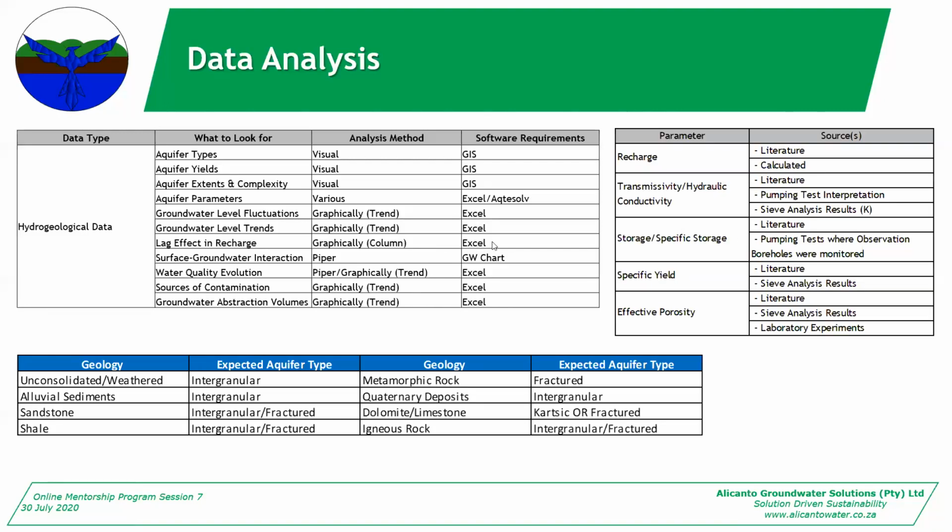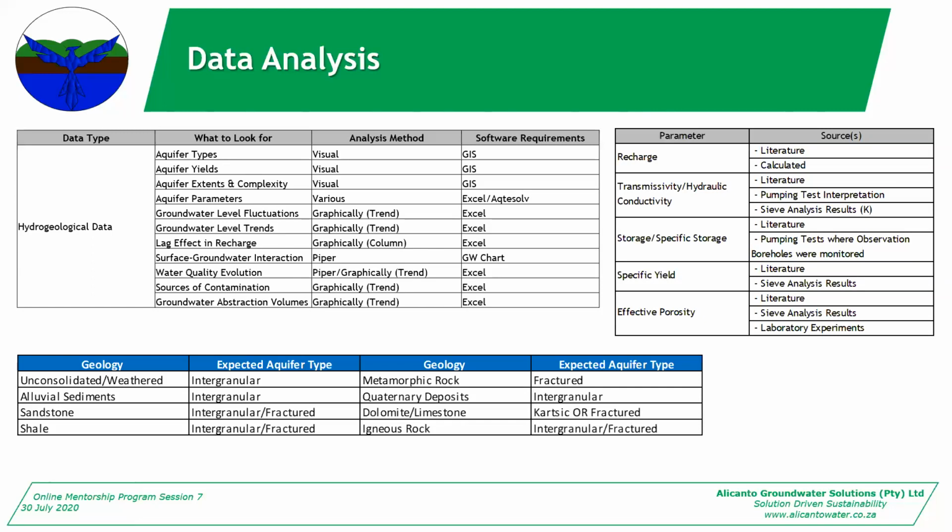And then these are your parameters here. Just to go back 2 steps, sorry. So your recharge you'll get from literature, or you'll calculate it using water table fluctuation or chloride mass balance methods. Transmissivity you'll get from literature, pumping tests, sieve analysis. If you have that data in a geotechnical study, you can use the Hazen formula and calculate conductivity there, or permeability.